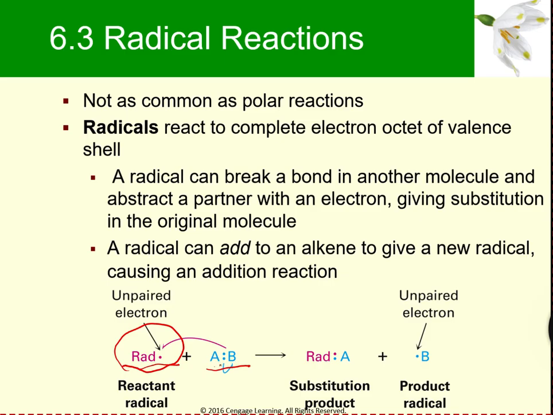For example, here, this radical will abstract one electron and then form one chemical bond between red and A, but it will generate another radical here. So this is the reactant, and this is the product of the radical process.